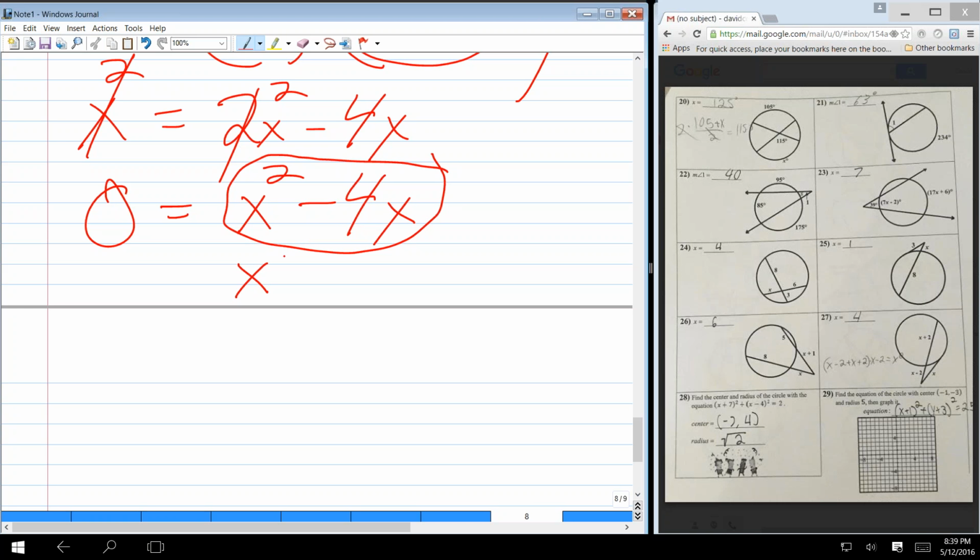Greatest common factor has to be divisible into both terms. 16 doesn't go into x squared, 16 doesn't go into 4x. So just x then? Just x, exactly. X is the greatest common factor you can take out. What's left over?